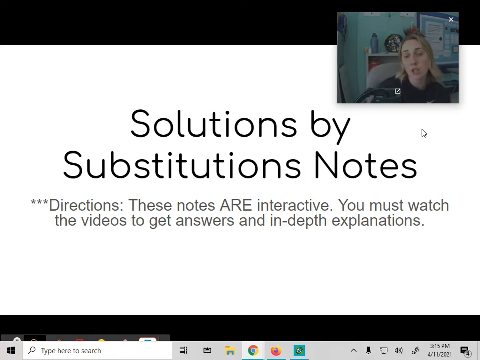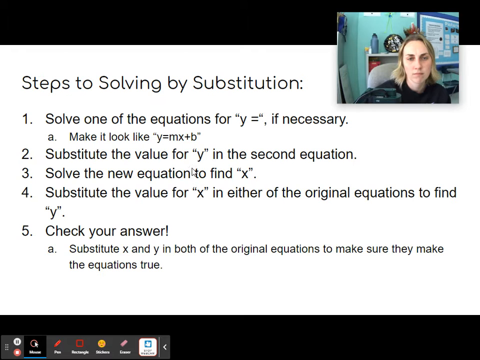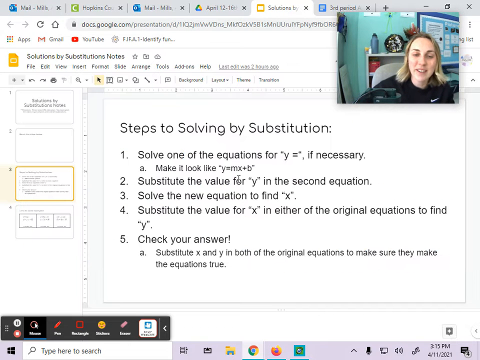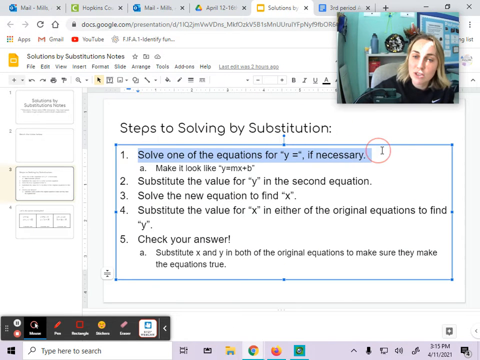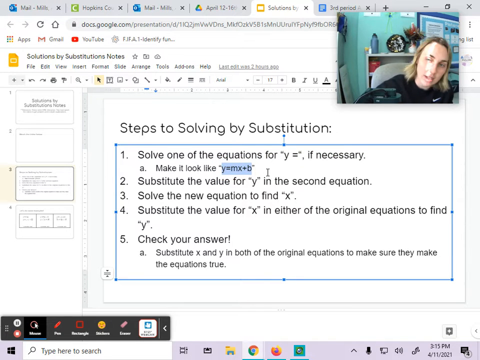The video is going to go on that past slide, and here are the steps to solving. First, you're going to solve one of the equations for y equals, if necessary. So if you have two equations and neither of them has y isolated, you have to fix it in order to get y by itself first. We have done examples on that, so if you have to do it, you do that first.